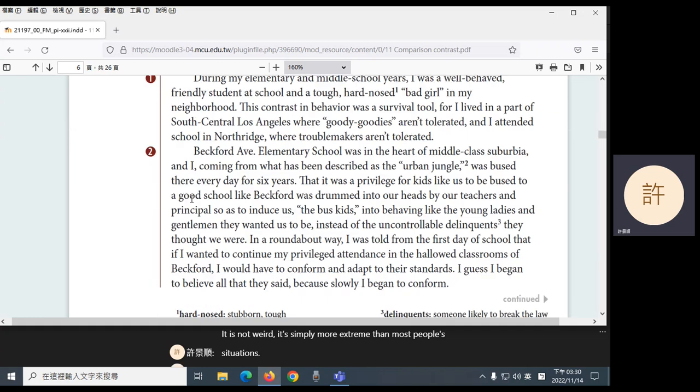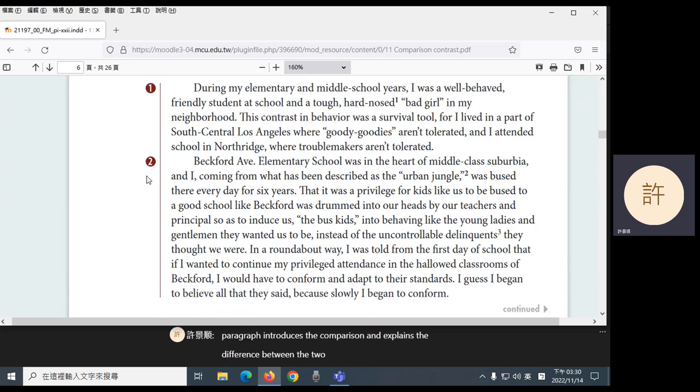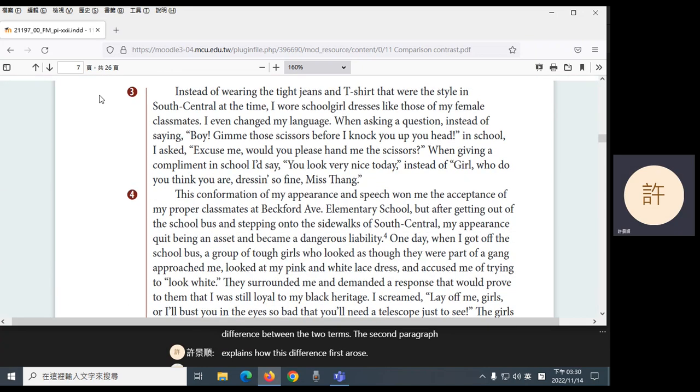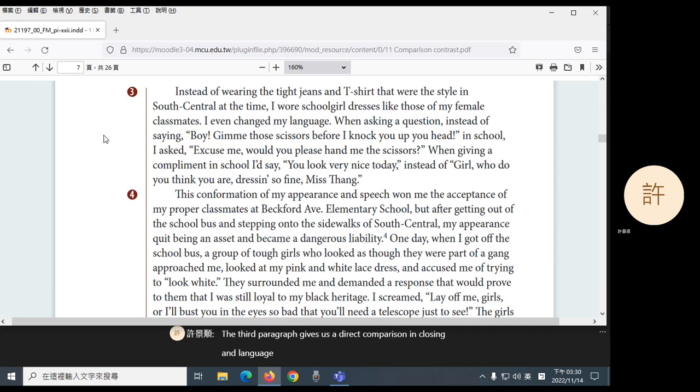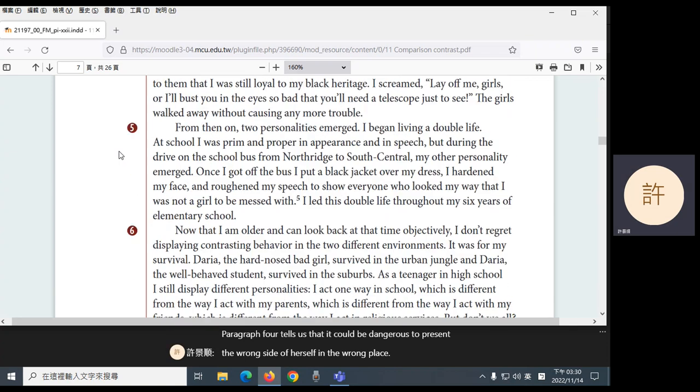So let's look back at the structure of this essay. First paragraph introduces the comparison and explains the difference between the two terms. The second paragraph explains how this difference first arose. The third paragraph gives us a direct comparison in clothing and language. Paragraph four tells us that it could be dangerous to present the wrong side of herself in the wrong place. And so paragraph five tells us how the author learned to present the correct person in the correct place.